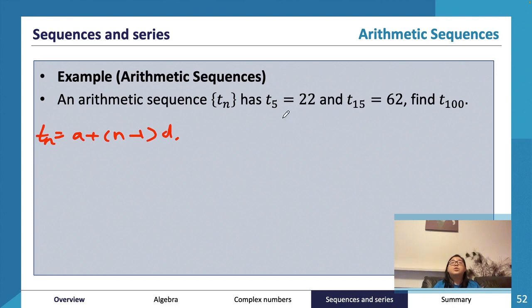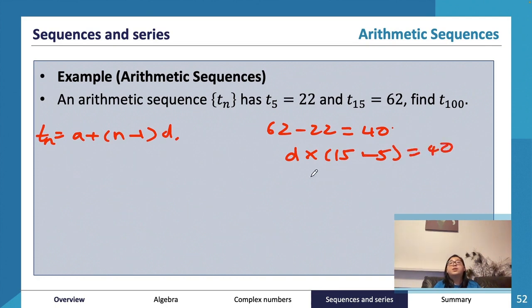So if we look at these two terms, if we go 62 minus 22, that's going to be 40, and that's going to equal d times (15 minus 5), right? That's going to equal 40, because that's the difference in how many terms. So we'll get that 10d will equal 40, and therefore d will equal 4.